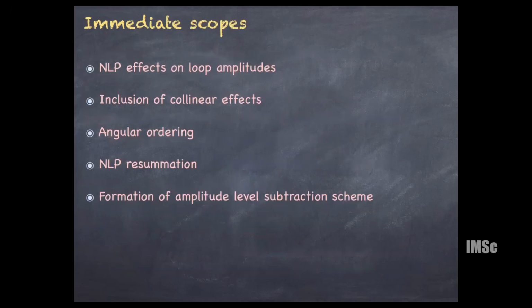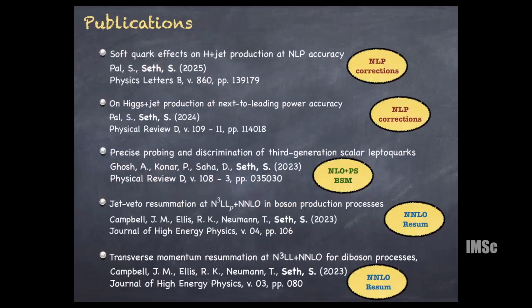So the immediate future plan is that I have to study the NLP effects for the loop amplitudes. I have to include the collinear effects in this and the angular ordering, I mean the Chudakov factor, whether that is holding in this case or not at the NLP level. Basically, all these will make you able to construct the NLP correction. And the formation of amplitude level subtraction based on this, because these NLP terms are basically power corrections. And based on that, you can make a subtraction scheme as well. Okay, so these are my immediate future plans, which I want to finish within 1 or 2 years.